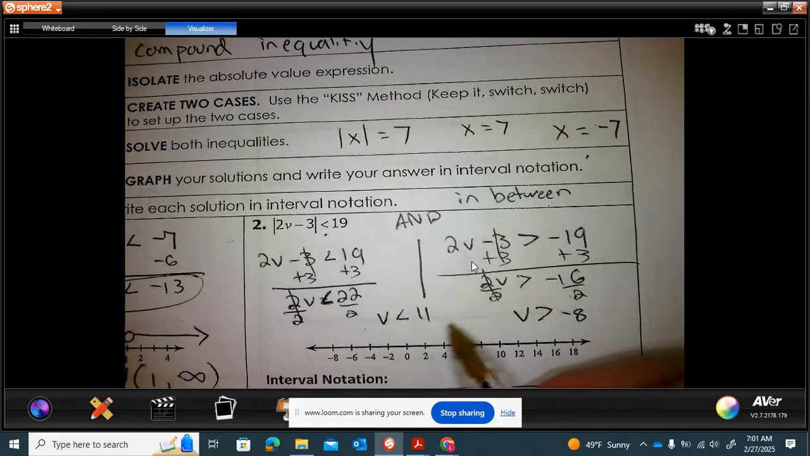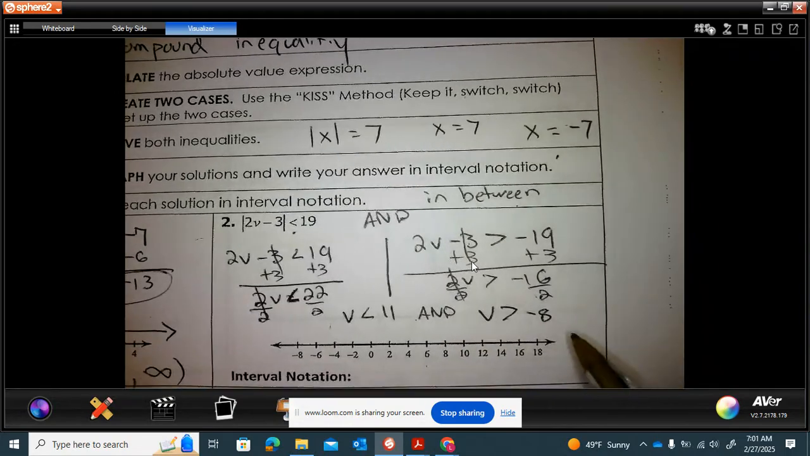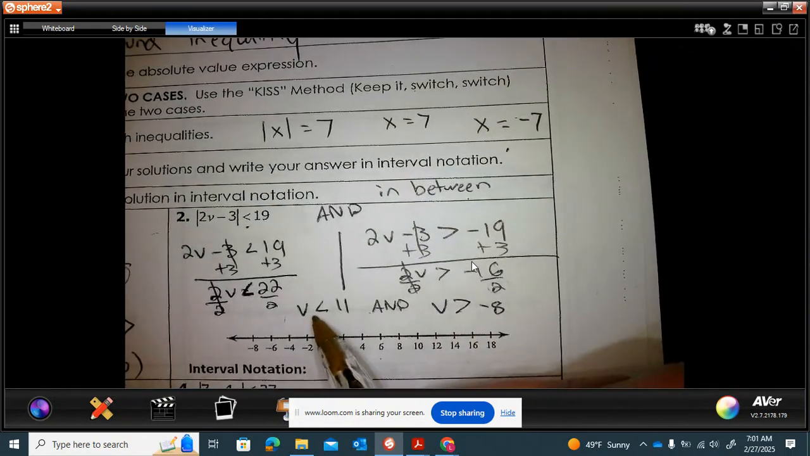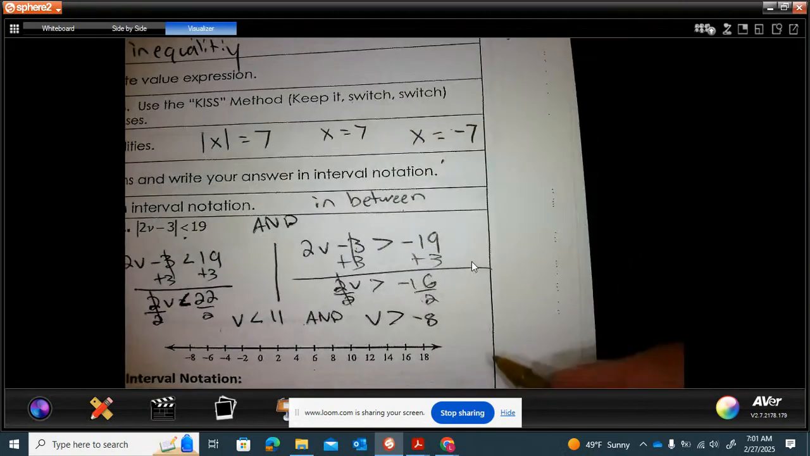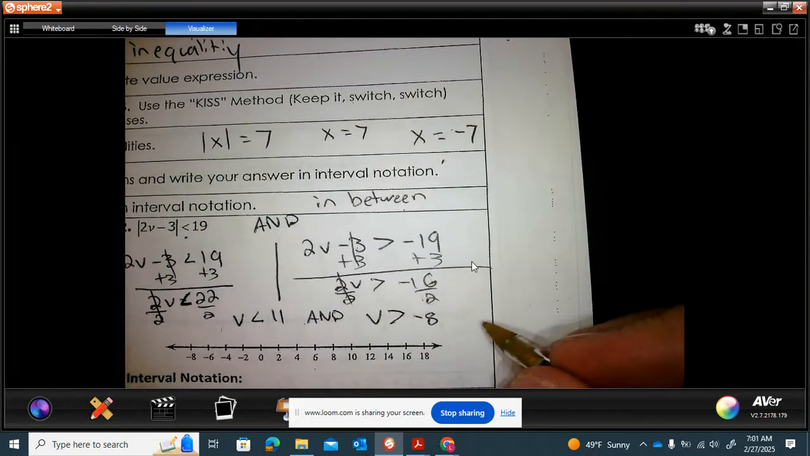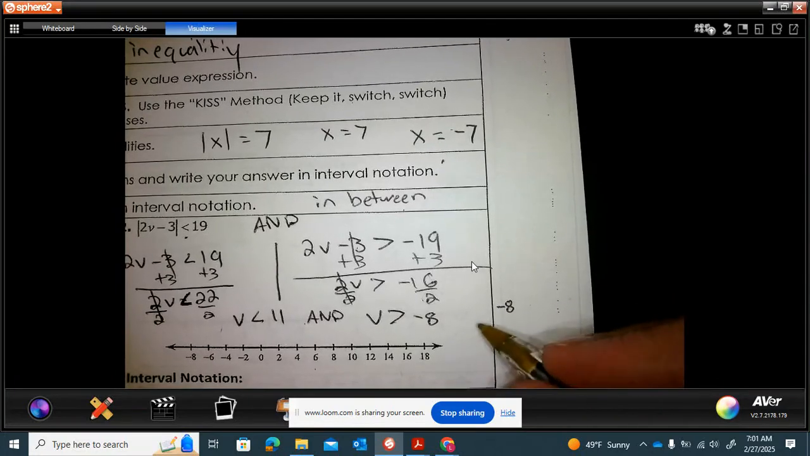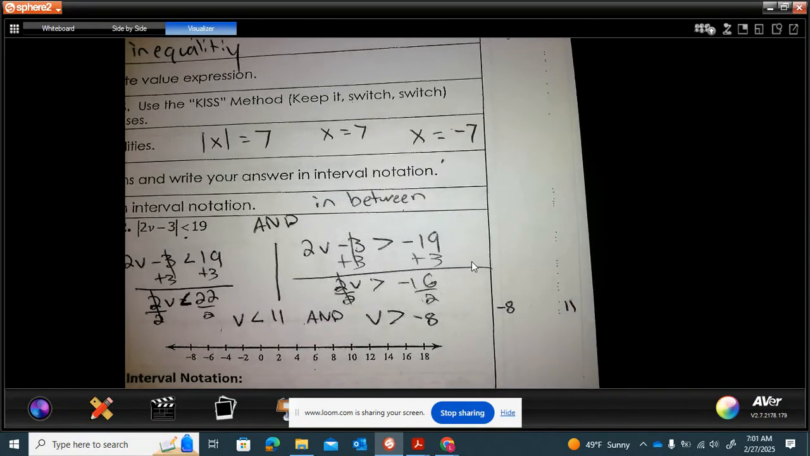And so I know it's an and. So again, this is how you set up the actual answer. Instead of just writing and in between, that's not really the full correct way to do it. You look at your two numbers. We have 11 and we have negative 8. So negative 8 is smaller. So you start with the smaller number. I'm going to put it right here. And then I put the bigger number over here, which is 11.